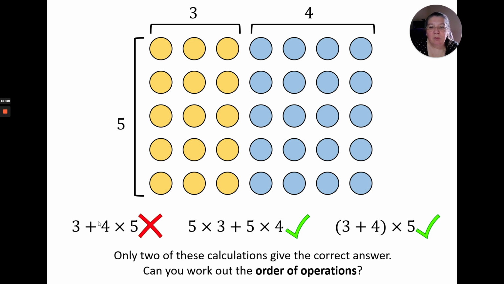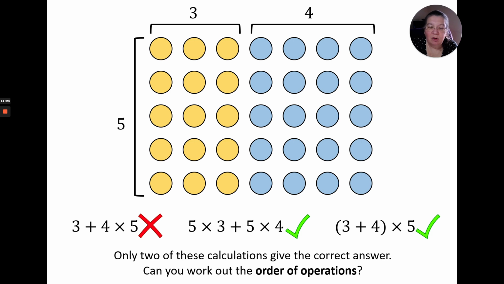Now, another example to just show that to you, we've got here 3 times 5 and 4 times 5. There's 3 different ways of writing those out now. 3 plus 4 times 5 does not give us how many circles there are. However, 5 times 3 plus 5 times 4 will give us the right answer. And 3 plus 4 in brackets times 5 will give us the right answer. Does that help you to work out maybe what the order of operations should be? What should we be looking at to work out first?